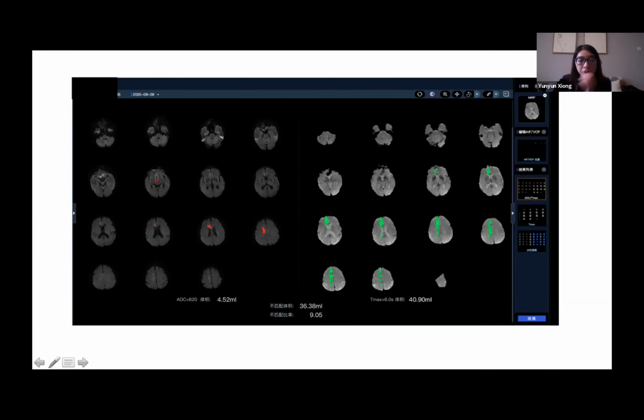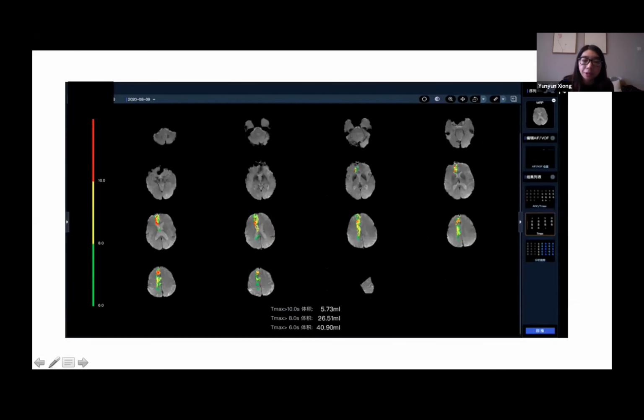And for this software, because it mainly serves Chinese companies and Chinese hospitals, we have language packages in Chinese, and we also have language packages in English as well.